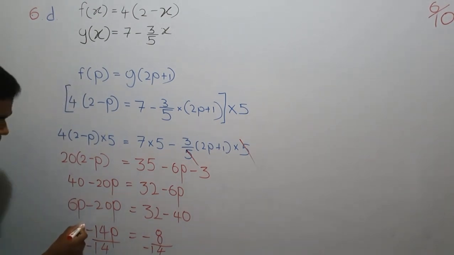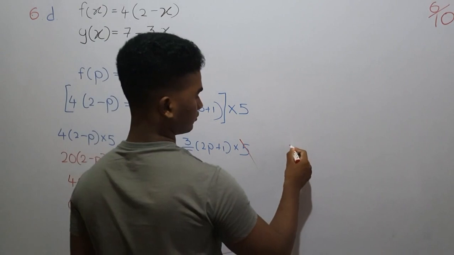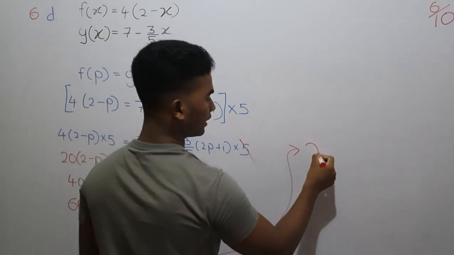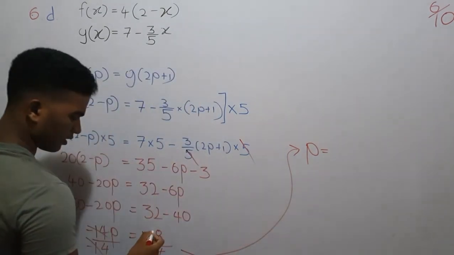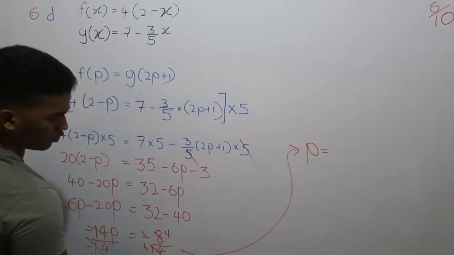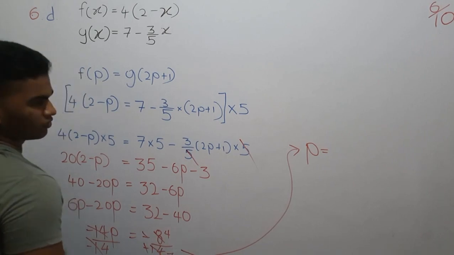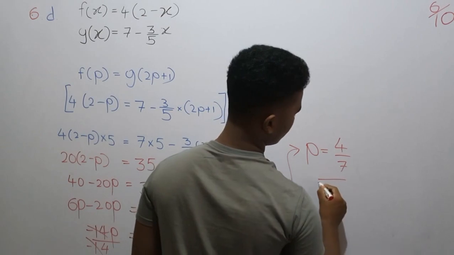So this minus 14 and this minus 14 will get cancelled. This minus and minus will get cancelled. So we have the final answer as p is equal to, you can cut 8 by 2, so 4, and 14 by 2 is 7. So the final answer is 4 divided by 7. P is equal to 4 divided by 7.